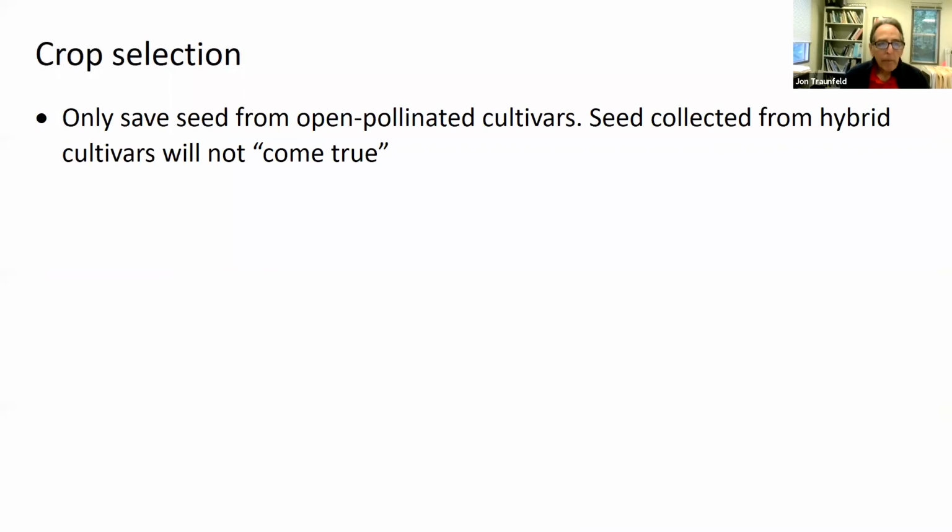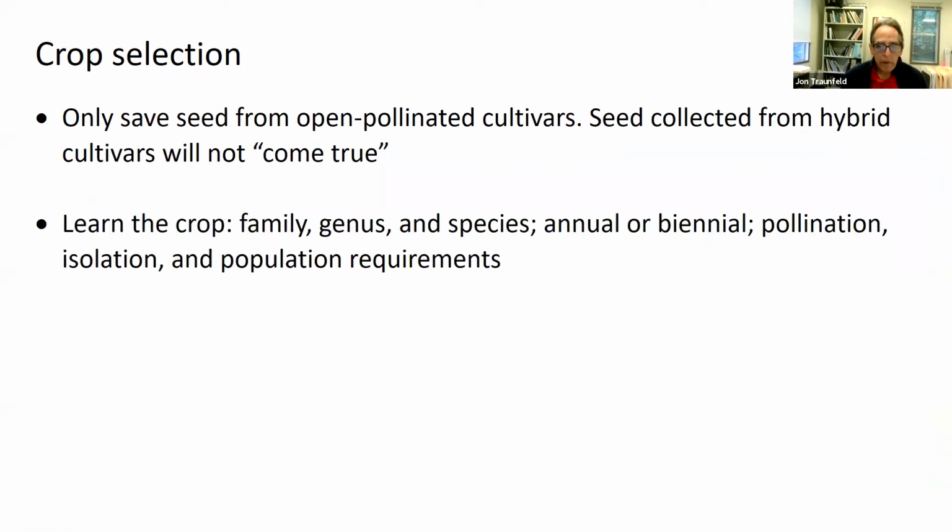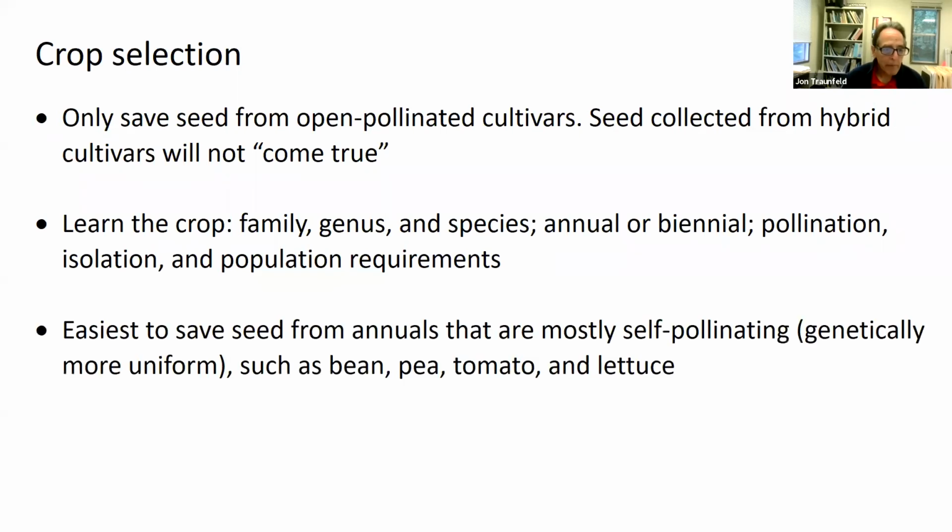Okay, so let's talk about crop selection. It's very important that we're only saving seed from open pollinated crops. I think most people understand that. It's not that you can't save seed from hybrids, but they will not come true. Really important to learn about the crop that we're growing, how to grow it, what the flower type is within the family or the genus that we're trying to save seeds from. Is it an annual? How is it pollinated? Is it insects? Is it wind? And then those isolation and population requirements, and we'll talk about that.